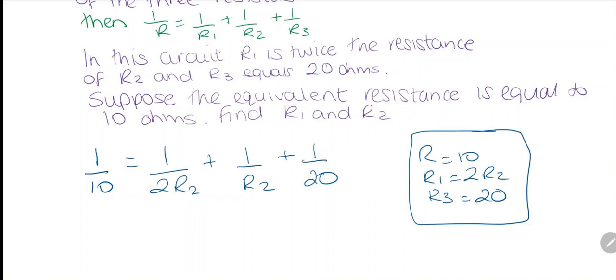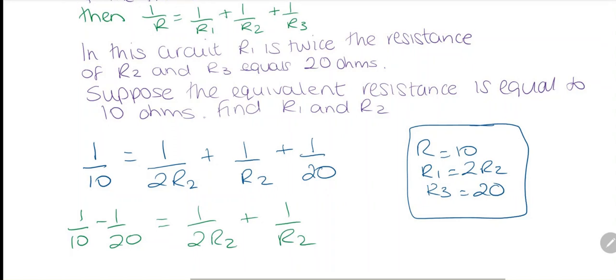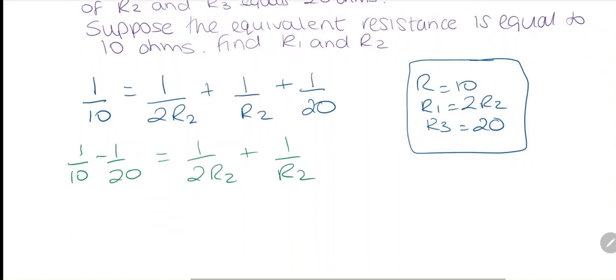So we're going to subtract 1 over 20 from both sides. So we'll have 1 over 10 minus 1 over 20. And this will be 1 over 2R2 plus 1 over R2. And then our 1/20th is going to go from this side. So a tenth is going to be 2 over 20 minus 1 over 20. That's just going to leave 1 over 20.